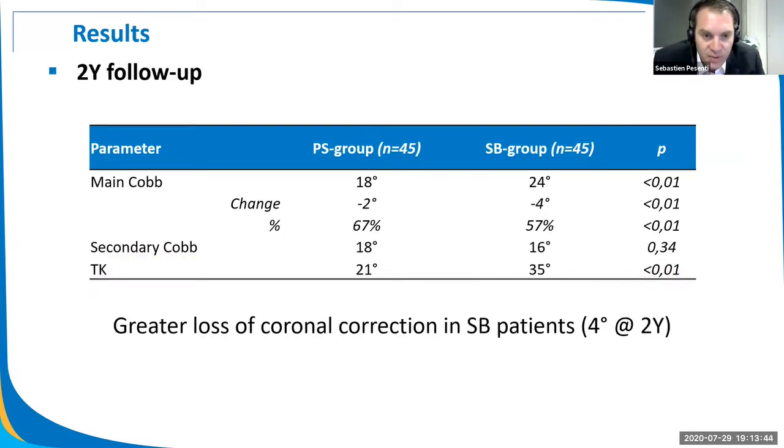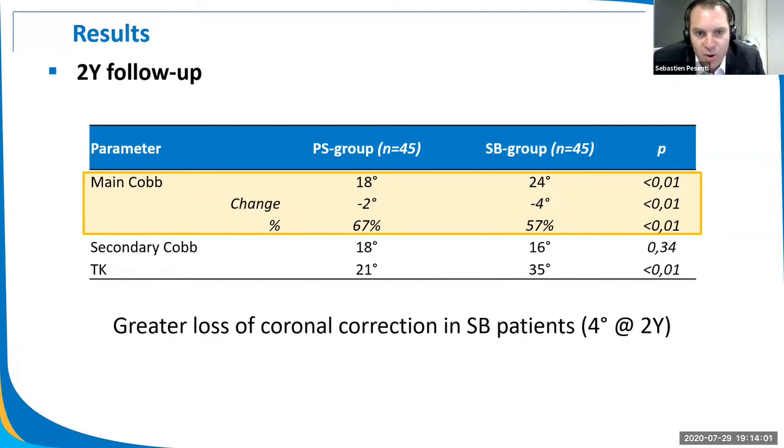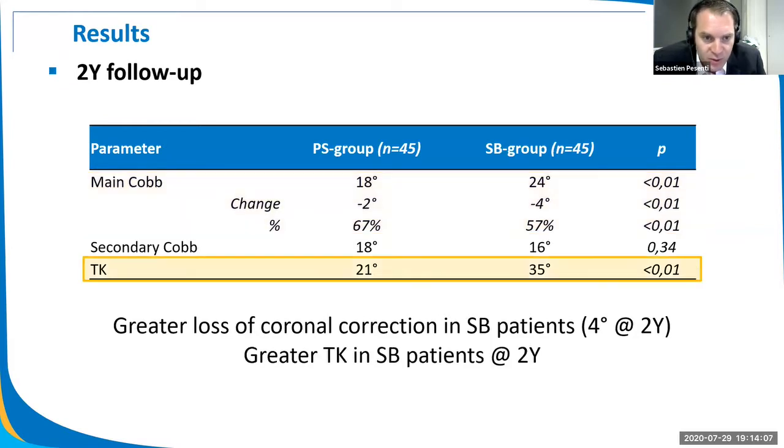At 2-year follow-up, there was a greater loss of coronal correction in sublaminar bands patients, with a 4 degrees loss of correction in the coronal plane, whereas there were only 2 degrees of loss of correction in the pedicle screw group. That is probably due to the variation of measurement. In terms of thoracic kyphosis, it was once again largely greater in sublaminar bands patients.